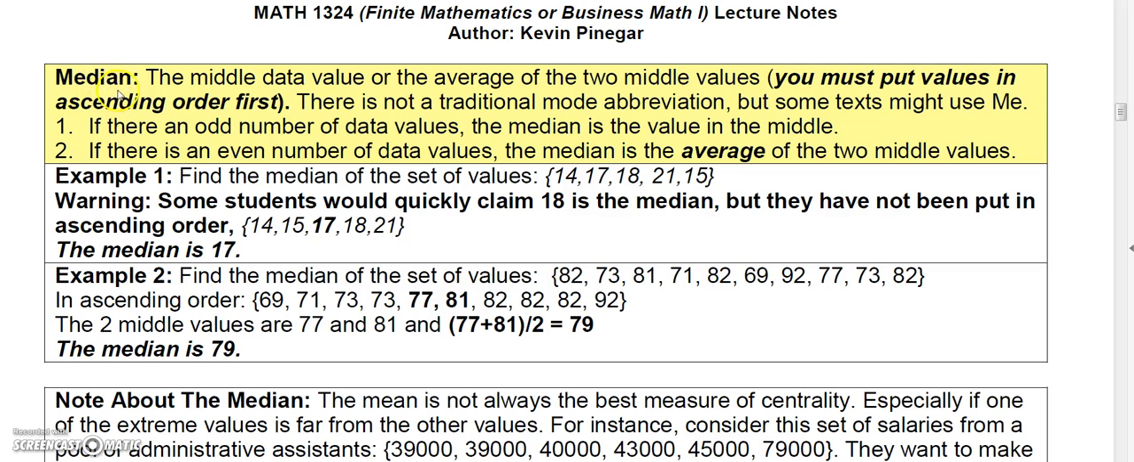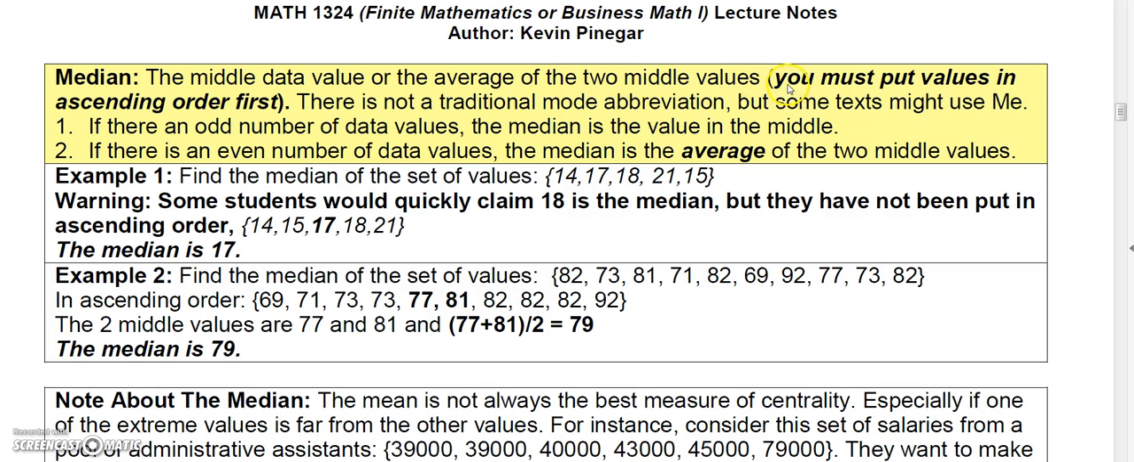Now, the median is generally used when you have very large values or very small values at the end of your set of data, and you don't want those values to strongly influence the middle score. So if we don't want those extreme values to influence the middle score, we might use the median. The median is the middle data value, or the average of the 2 middle values.